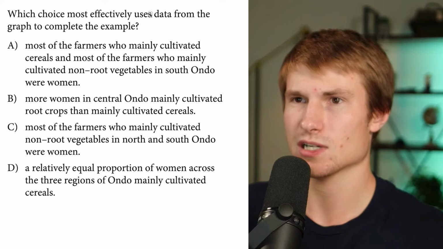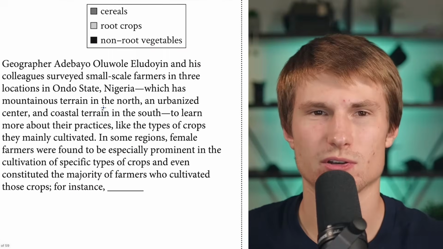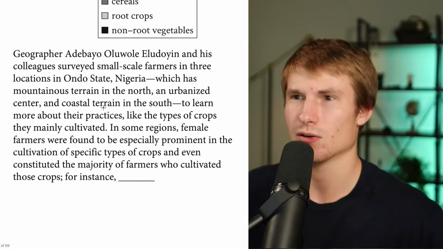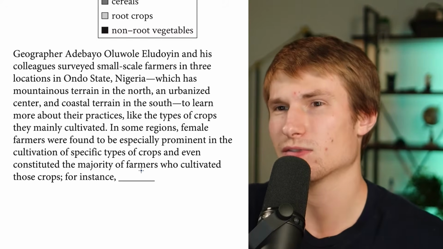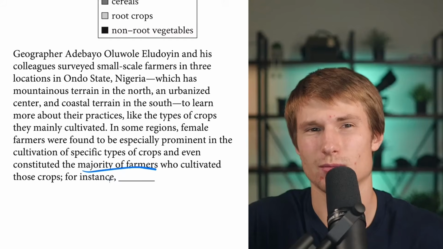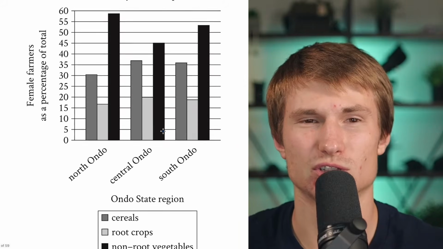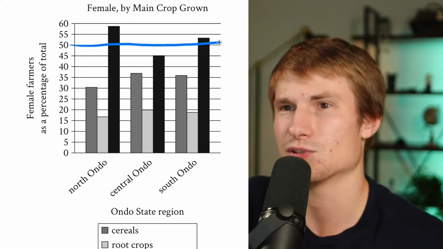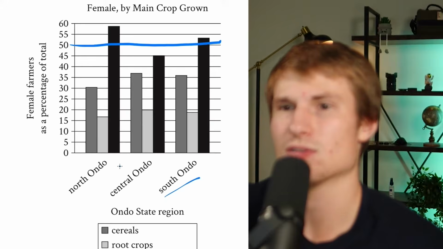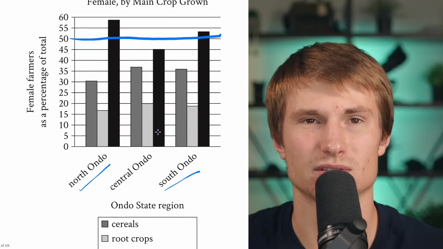All right, so let's take a look at the graph, and we'll also quickly take a look at what came before the for instance. We've got in some regions, female farmers were found to be especially prominent in the cultivation of specific types of crops and even constituted the majority of farmers. Okay, so we need one where they're the majority of farmers who cultivated these crops. So if we go up to our graph, we have female farmers as a percentage of the total. We see that they're the majority in 2 cases. That is South Ondo and North Ondo, and that is specifically for non-root vegetables.